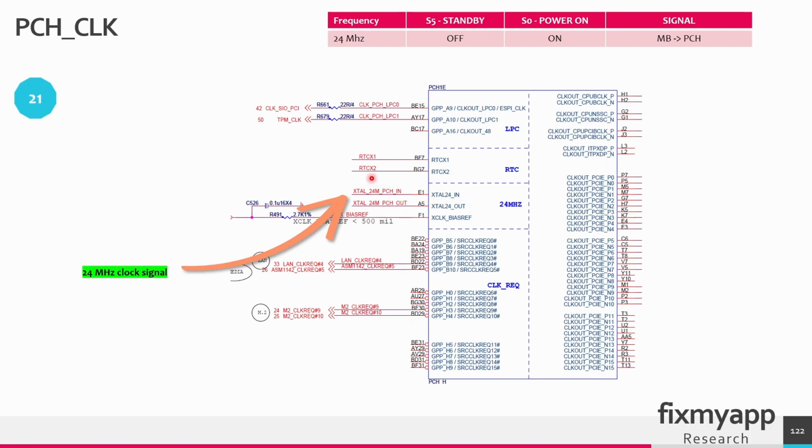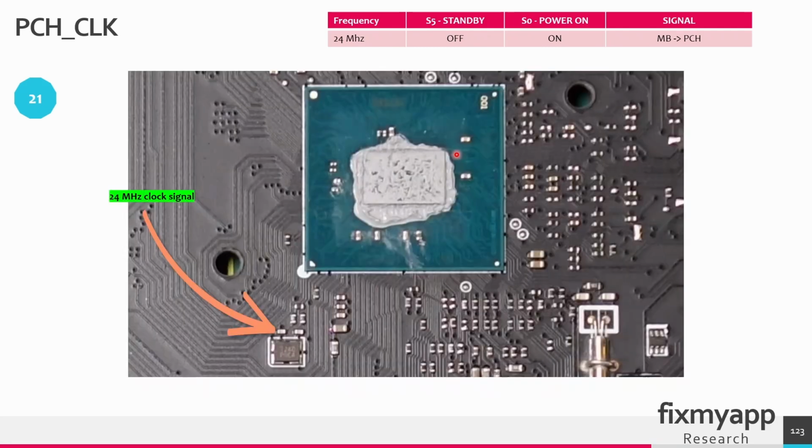The PCH clock signal is the timing reference that synchronizes data transfer between the PCH and other components that are connected to the PCH. This is the chipset, and near the chipset you can find a rectangular squared crystal oscillator, and this oscillator will generate a 24 MHz clock signal. So you can measure the signal with an oscilloscope at this capacitor. Then you can measure the input and output of this crystal oscillator. So with an oscilloscope you can see a waveform.